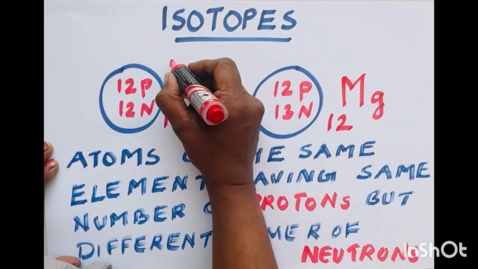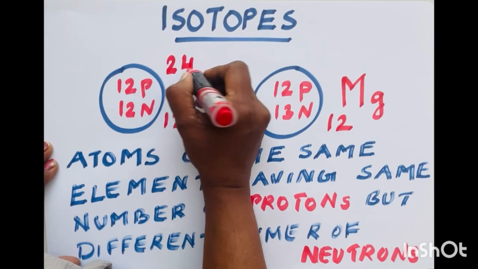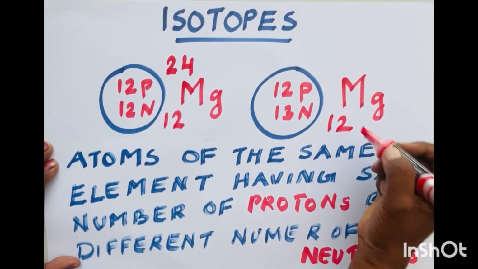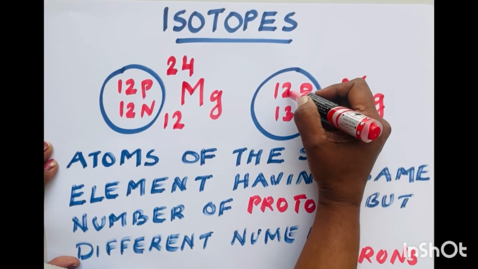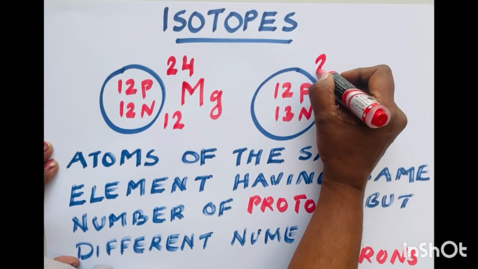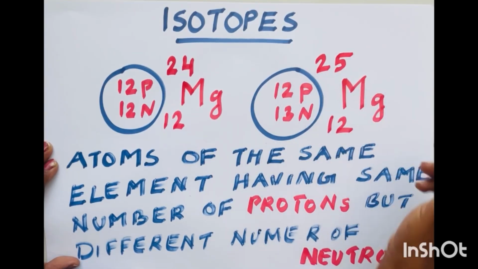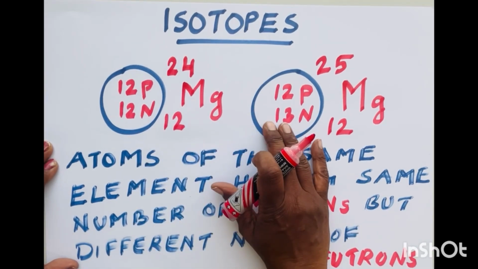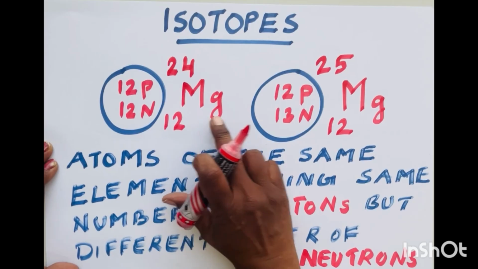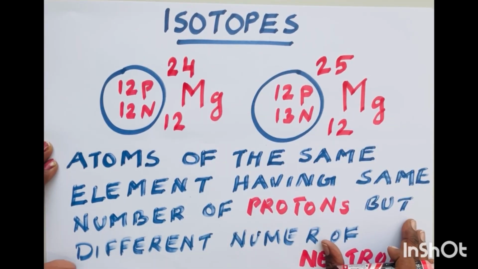When we look at the mass number, we can add the number of protons and neutrons, which will be 24 in the first nucleus, and 12 plus 13, which is 25, in the second nucleus. Both of them are isotopes of magnesium. So the element is magnesium.